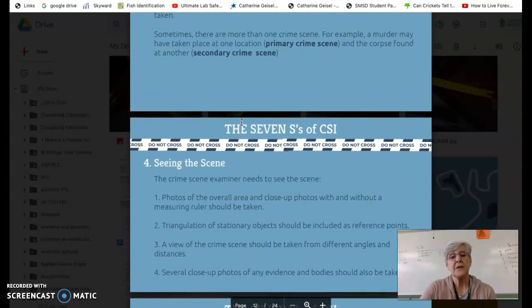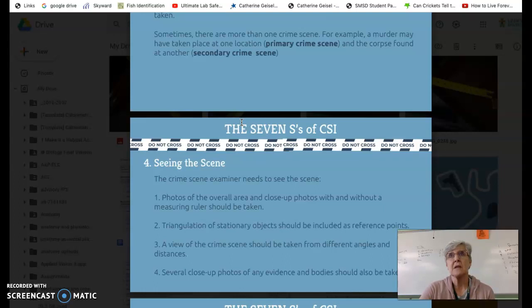The crime scene investigator needs to see the crime, so they take photos of the overall area. Close-up photos with or without a measuring ruler should be taken. Triangulation, which we'll get into next week, of stationary objects should include reference points, so it's where you measure the location in the room. A view of the crime scene should be taken from different angles and distances. Several close-up photos of any evidence or bodies should also be taken.